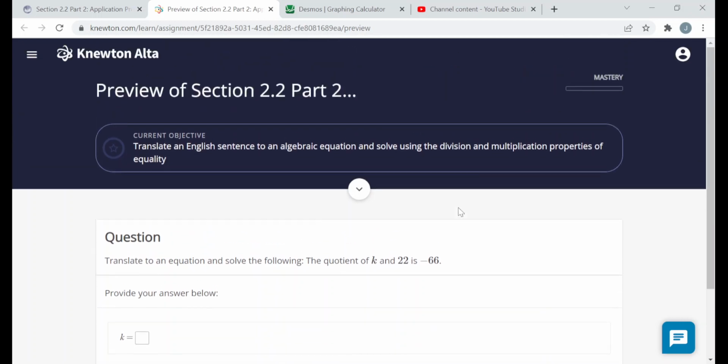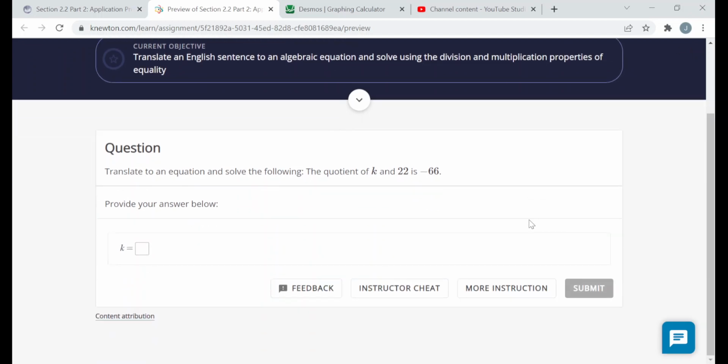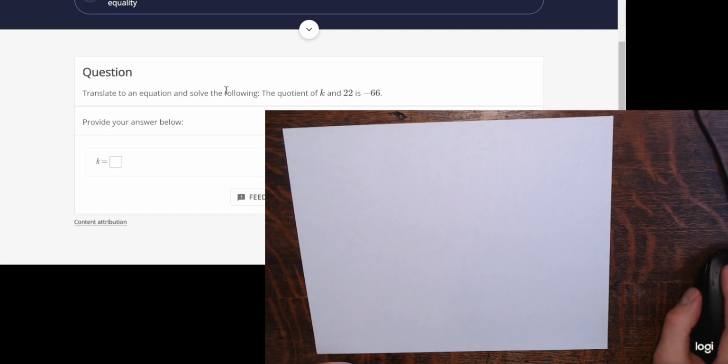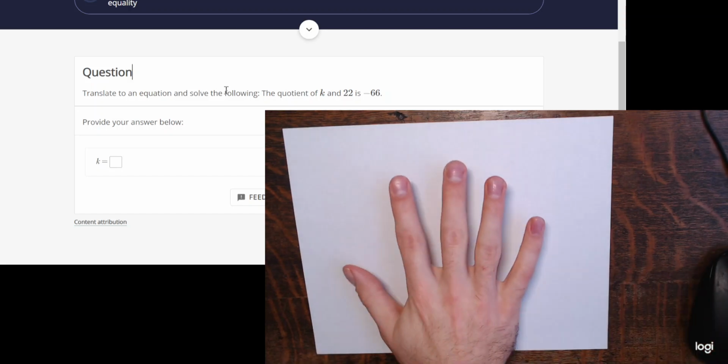Alright, so the first objective I'm looking at here: translate an English sentence to an algebraic equation and solve using division and multiplication properties of equality. Alright, so we're asked to translate to an equation and solve the following. The quotient of k and 22 is negative 66. Alright, so I'm going to do this so you can see the sentence still on the computer, and hopefully you can see my hand and my paper right here.